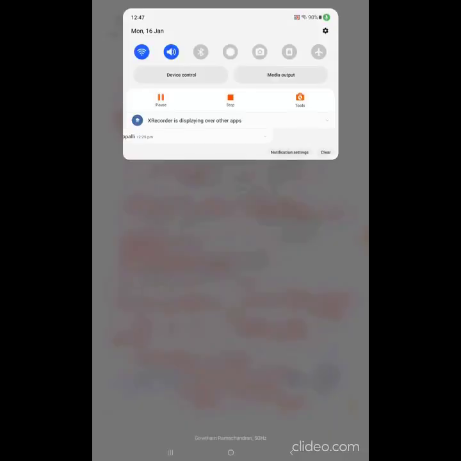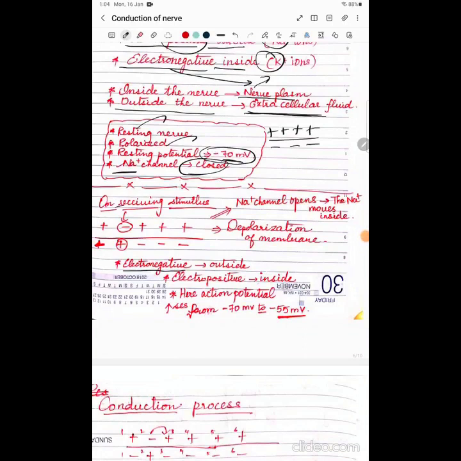Understood? Now what will happen when the resting nerve fiber receives a stimulus? When it receives a stimulus, the charges will get modified, that is, depolarization of the membrane will take place. For example, let's assign numbers to each position: 1 2 3 4 5. Now observe the second position, what is happening to the second position on receiving the nerve stimulus.